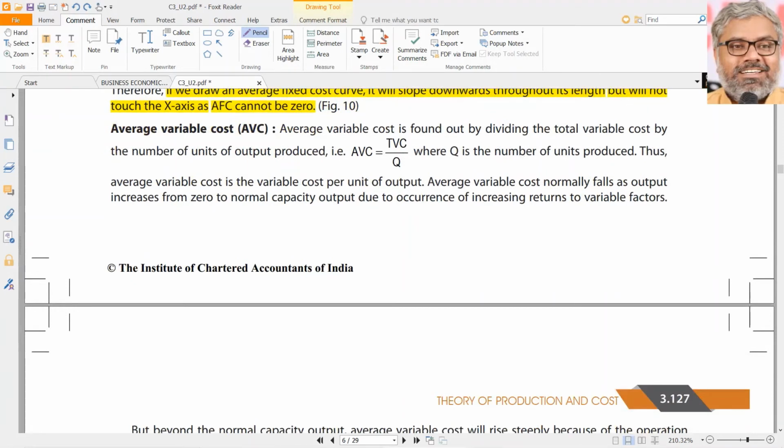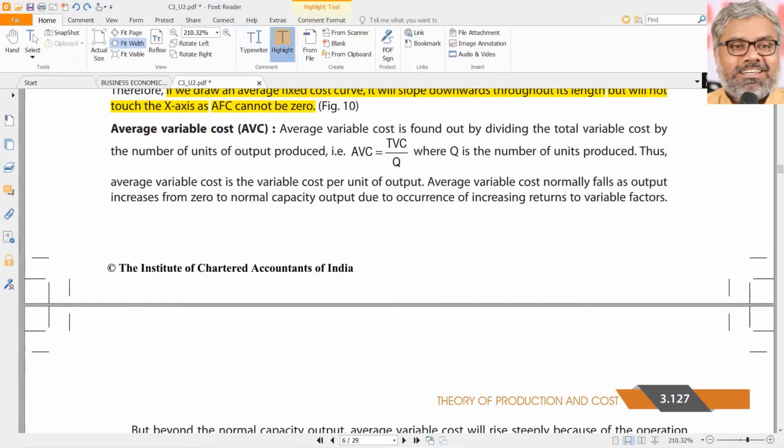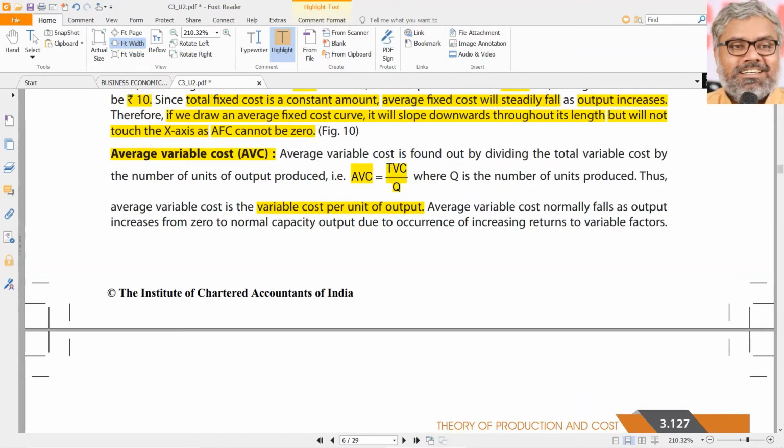Now look at average variable cost. The next type of observation here is average variable cost. How to find it? Same thing. Total variable cost divided by Q, where Q is the number of units produced. So what is average variable cost? Nothing but variable cost per unit of output. The logic is the same. But what happens to the average variable cost and how will it behave?